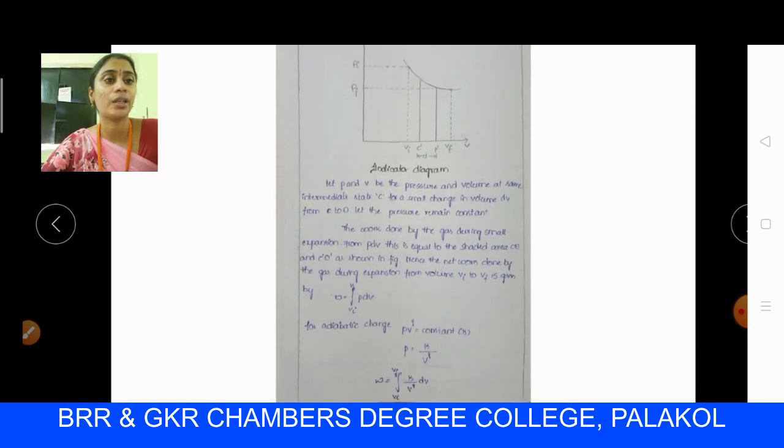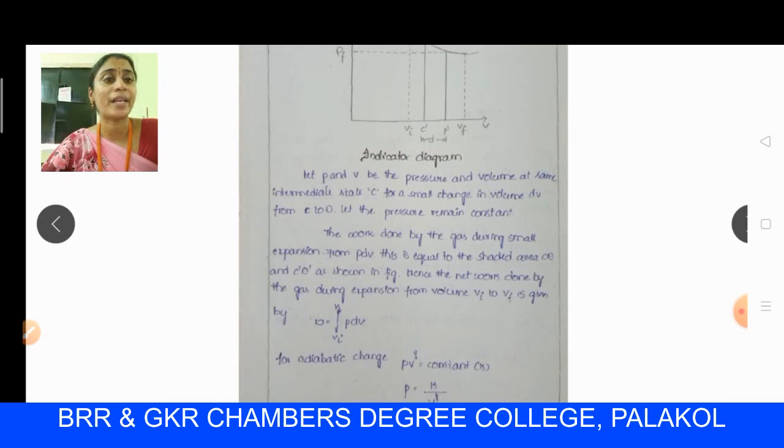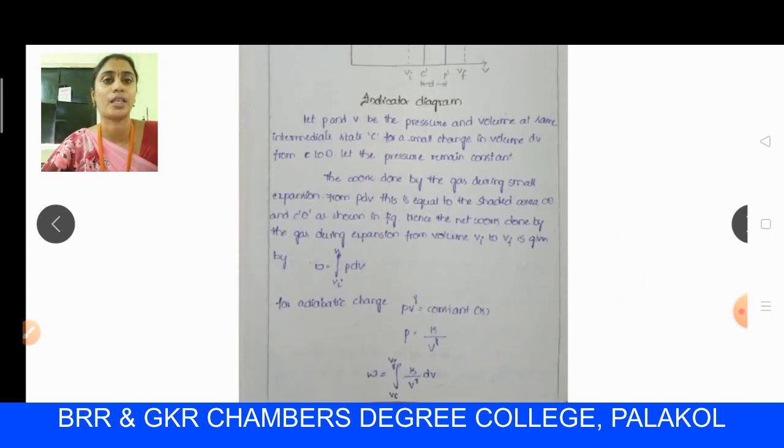Here let P and V be the pressure and volume of some intermediate state C, for a small change in the volume dV from C to D. Let the pressure remain constant. Here we consider that the pressure remains constant over the small change. The work done by the gas during small expansion is PdV, equal to the shaded area CD in the diagram. Hence the net work done by the gas during expansion from volume Vi to Vf is given by the total work done W equal to the integral from Vi to Vf of PdV.